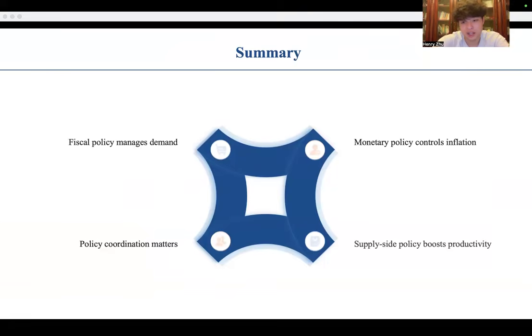Now let's recap today's lessons. Governments have three main tools for managing the economy. Fiscal policy uses government spending and taxation to influence demand. Monetary policy uses interest rates to influence borrowing, spending, and inflation. Supply side policy improves productivity and supports long-term growth. Most importantly, these policies need to work together. Good economic management isn't about choosing one policy, it's about finding the right combination to achieve stable, sustainable growth.